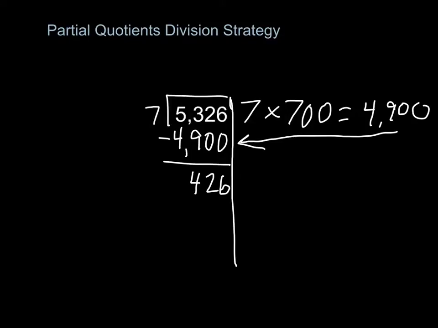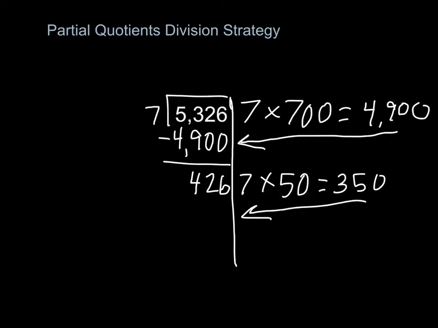Next, I want to ask myself again, what can I multiply 7 by to take a big chunk away from what I have left? So in this case, the 426. I know that 7 times 5 is 35. So 7 times 50 would give me 350. I'm going to draw my arrow down and subtract away the 350.